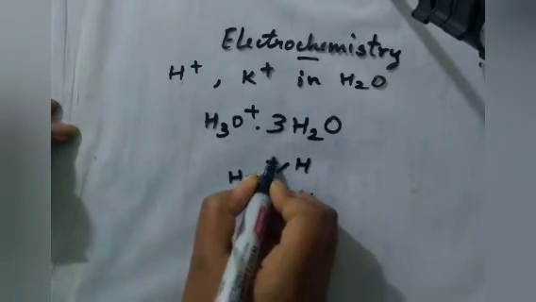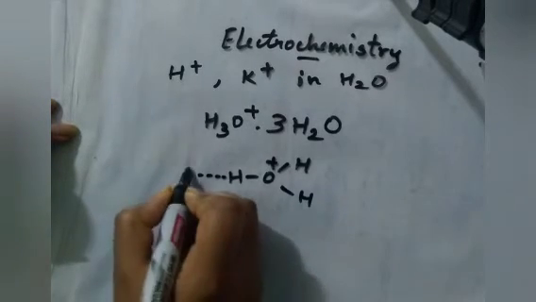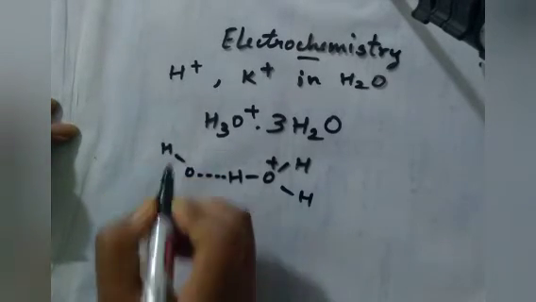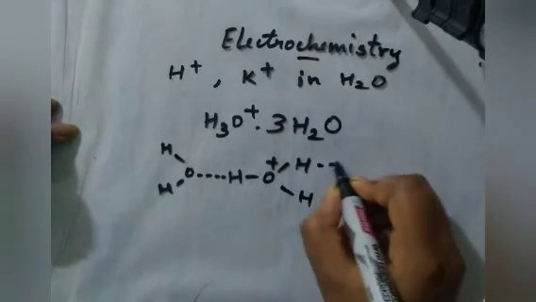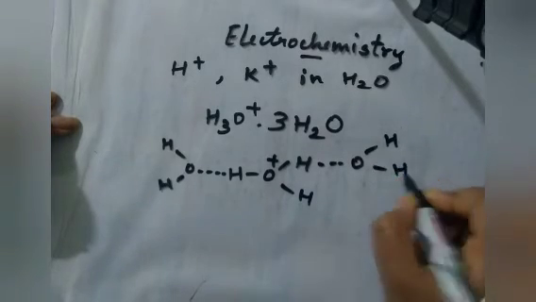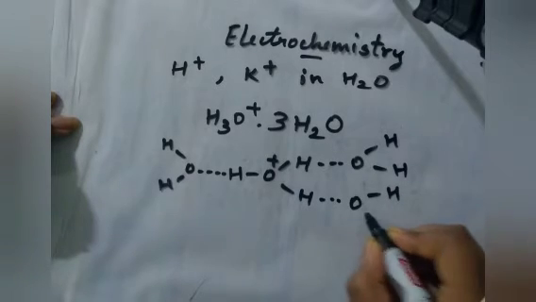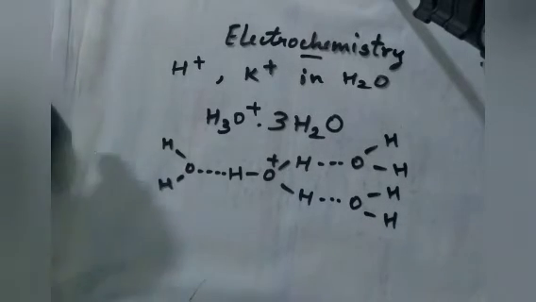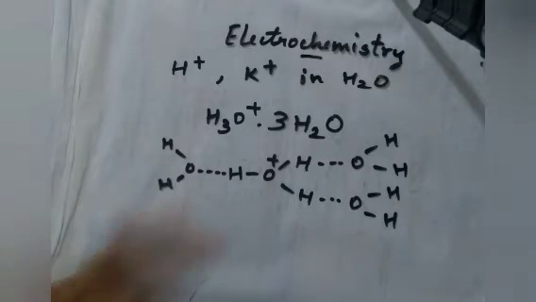so this is the hydronium ion, right? So you know this has hydrogen bond. This hydrogen forms hydrogen bonding with oxygen. Hence this is the structure of H plus ion in water. It exists as trihydrate of hydronium ion.